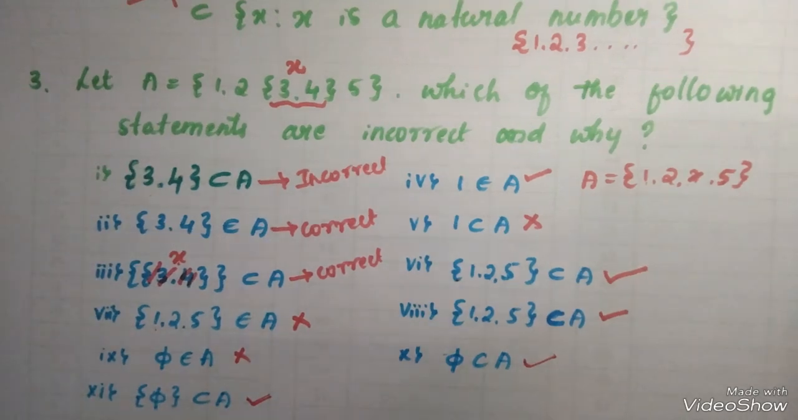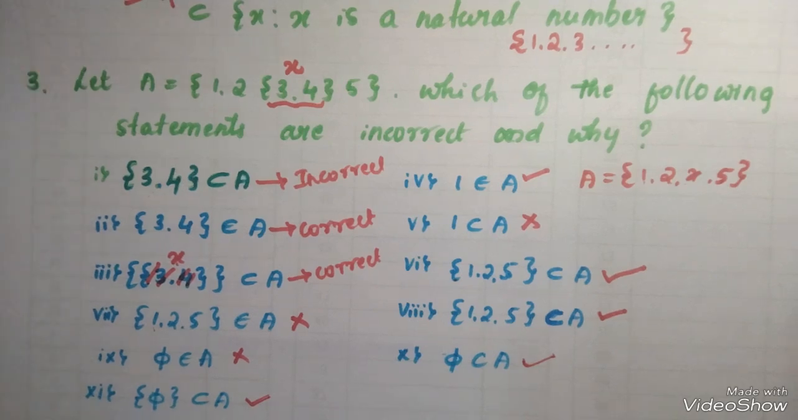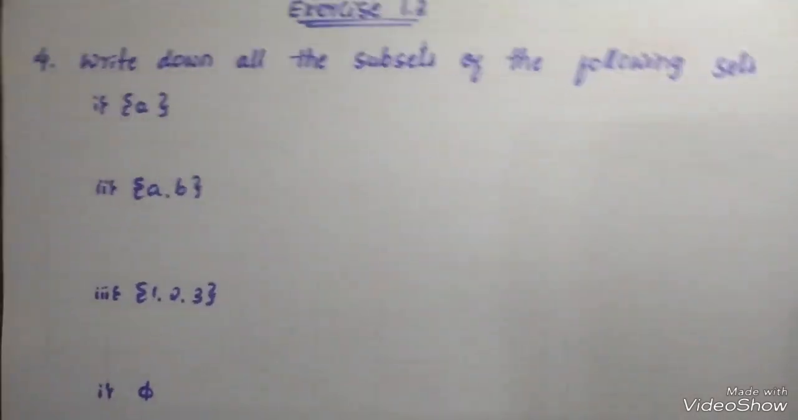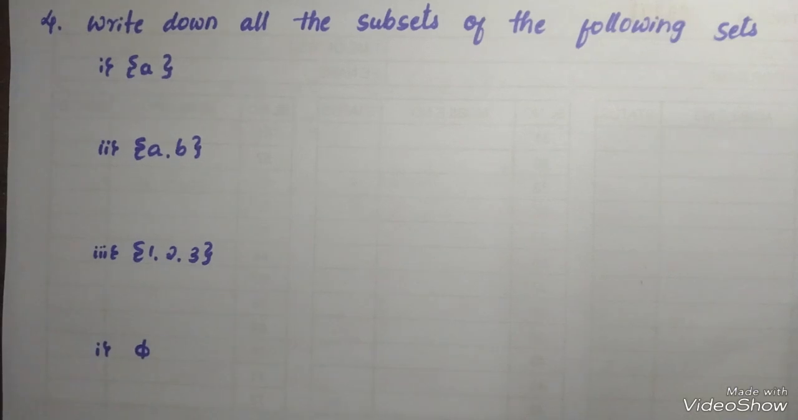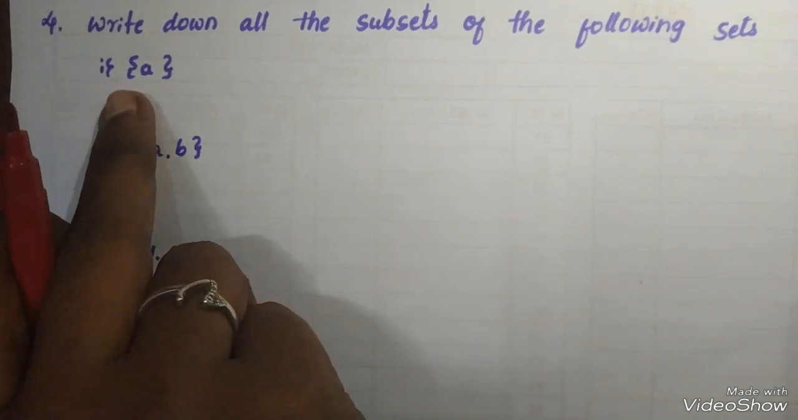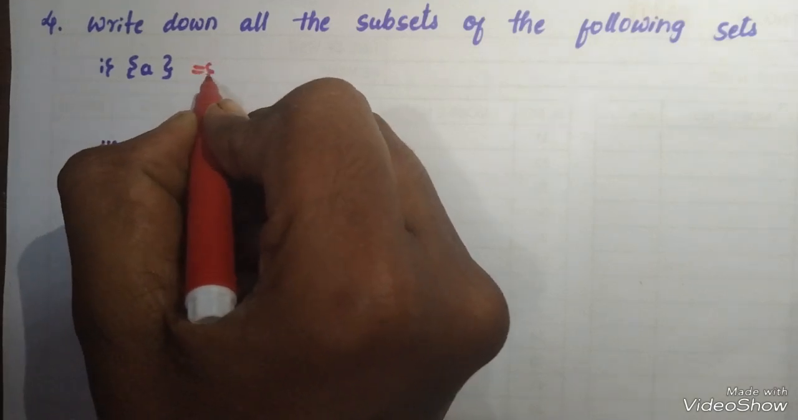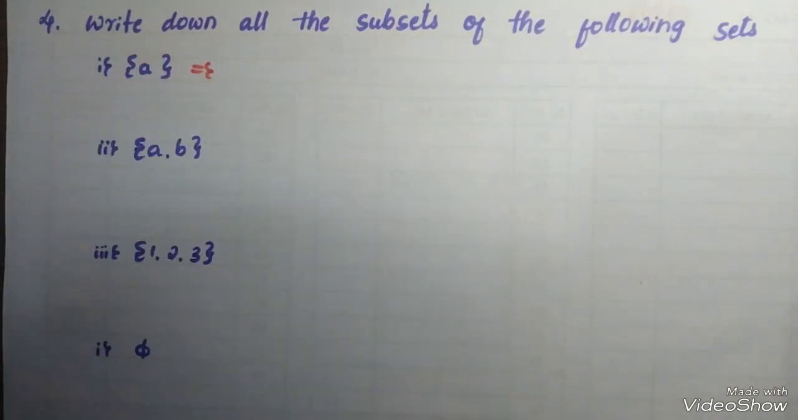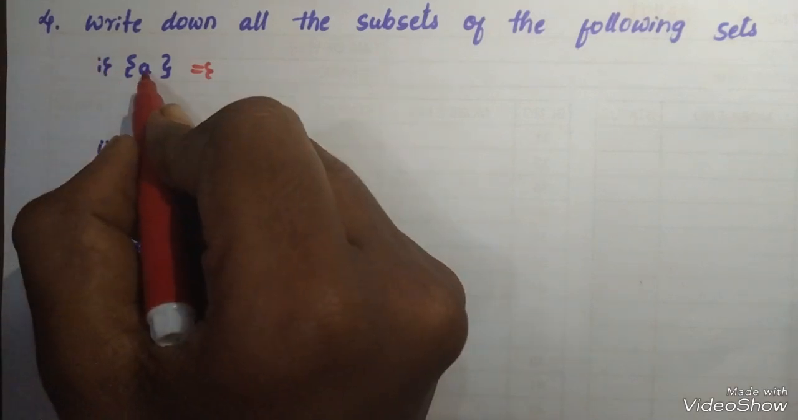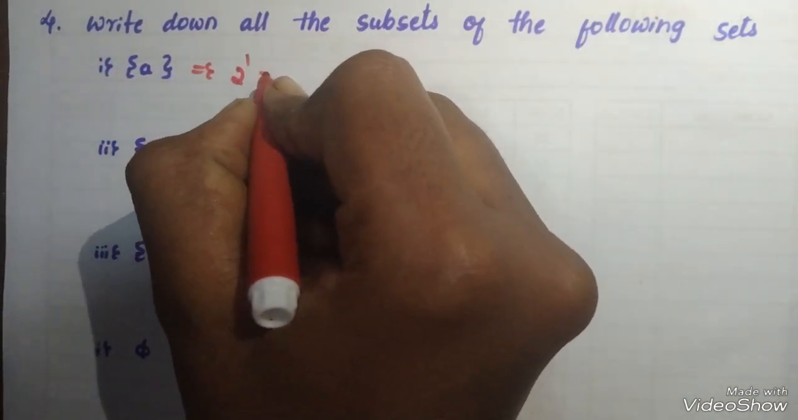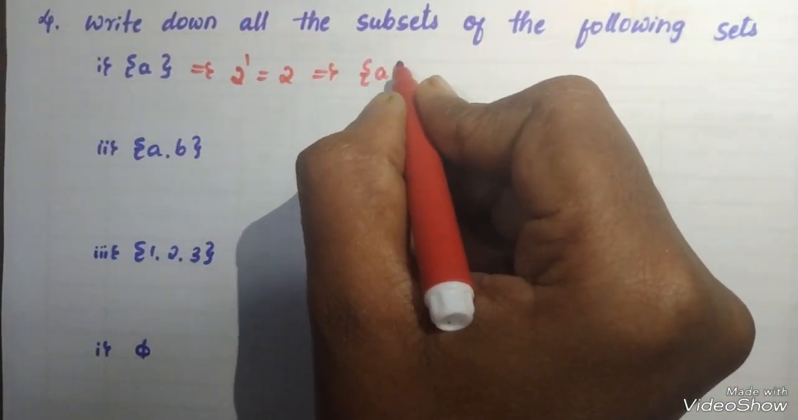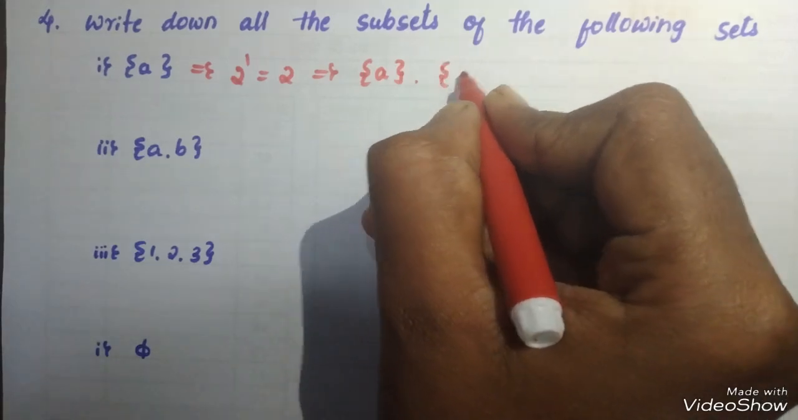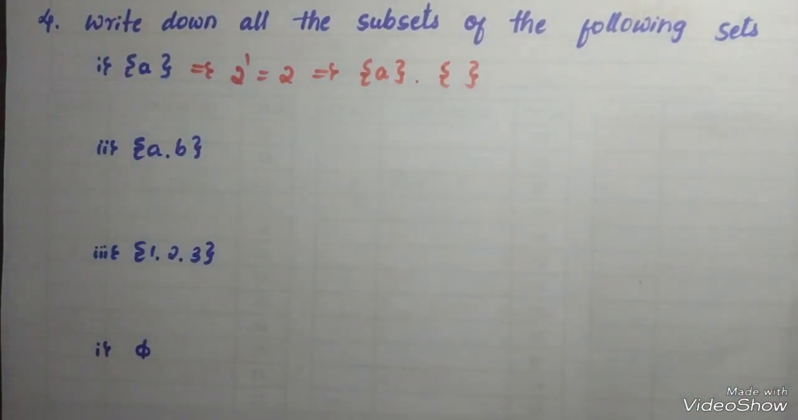Now we check the next questions. Okay, here there is a question, exercise question number 4. Write down all the subsets of the following sets. Here there is one element, so number of subsets are 2. First we have to calculate the subsets. Here there is an element 1, therefore 2 to the power 1 is 2. Hence it has two subsets. One is itself a subset and another one is the empty set. There are two subsets.